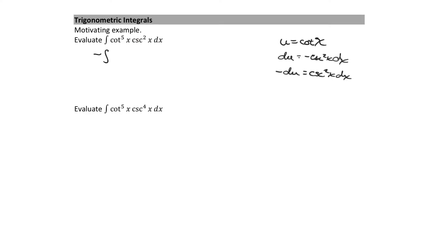So negative du, and I don't need much room because the cotangent is u, that becomes u to the fifth. And we just use our ordinary formula for the power. We'll have -1/6 u to the sixth plus a constant, and we resubstitute u equals the cotangent of x. So -1/6 cotangent to the sixth of x plus c.